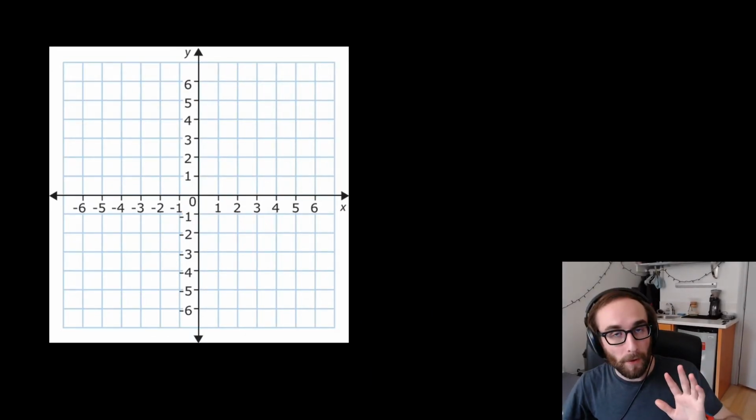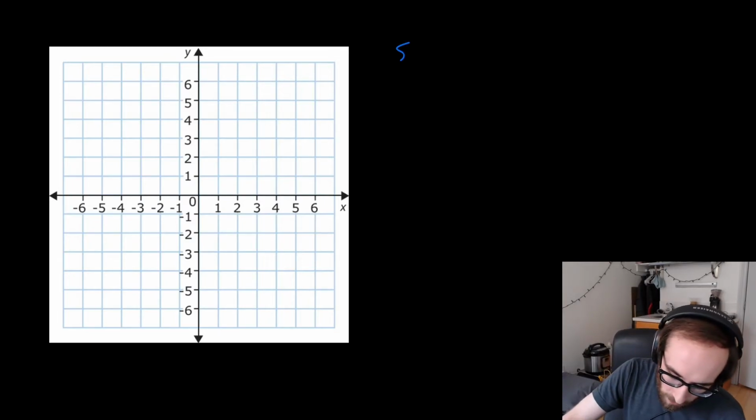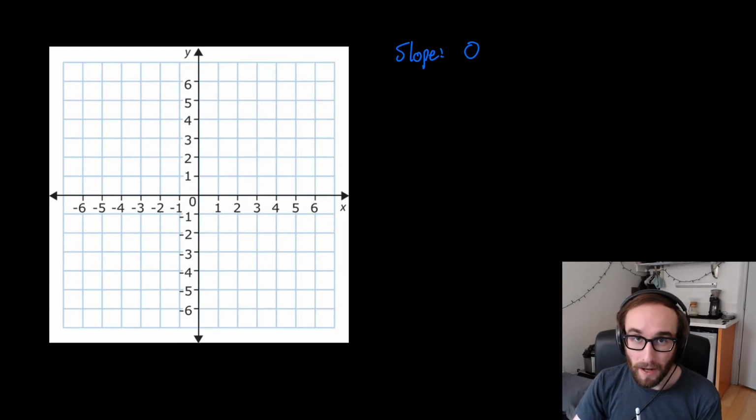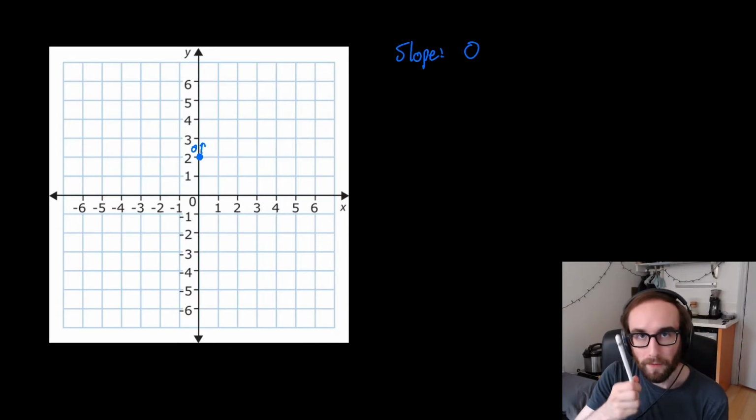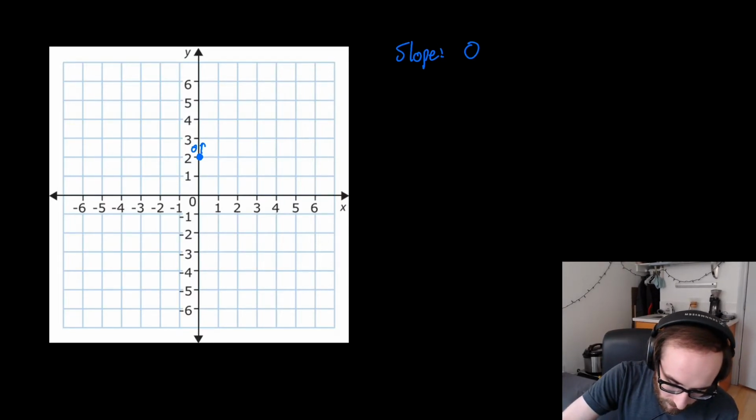All right, so next up I want to talk about two special cases. What happens when we have a slope of 0 and a slope that's undefined? So a slope of 0 just means as we go from one point to the next on the graph, we're going to go up 0. So our vertical values are not going to change. And then to the right, for example, to the right 1. So up 0 to the right 1.